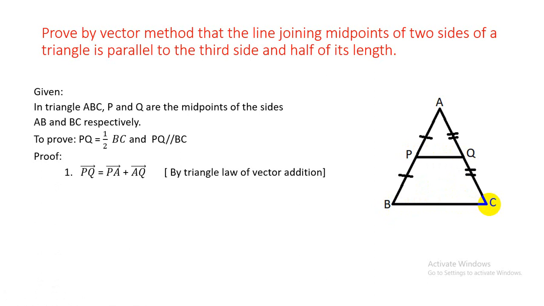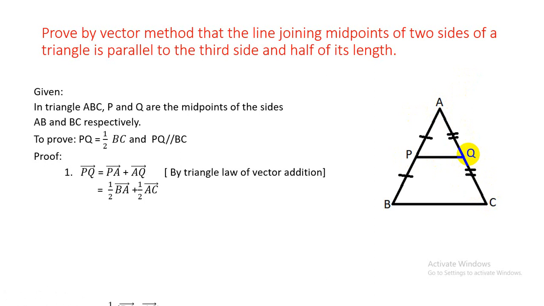Proof. At first take PQ vector is equal to PA plus AQ by triangle law of vector addition. After that PA means half of BA, and AQ is half of AC, because P and Q are midpoints of AB and AC.